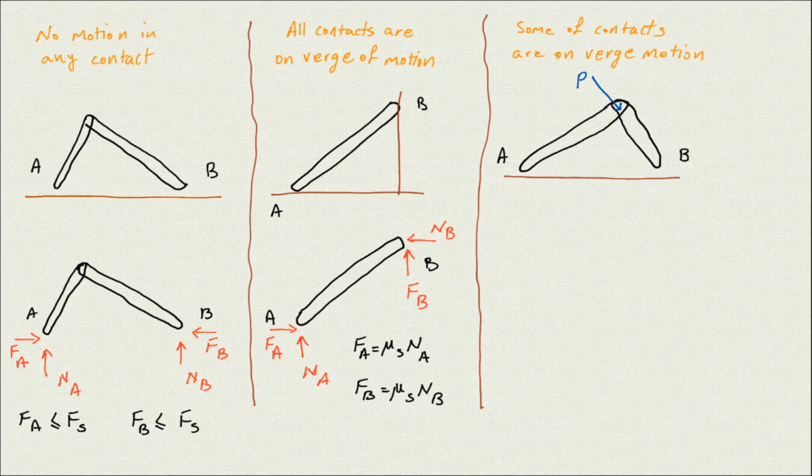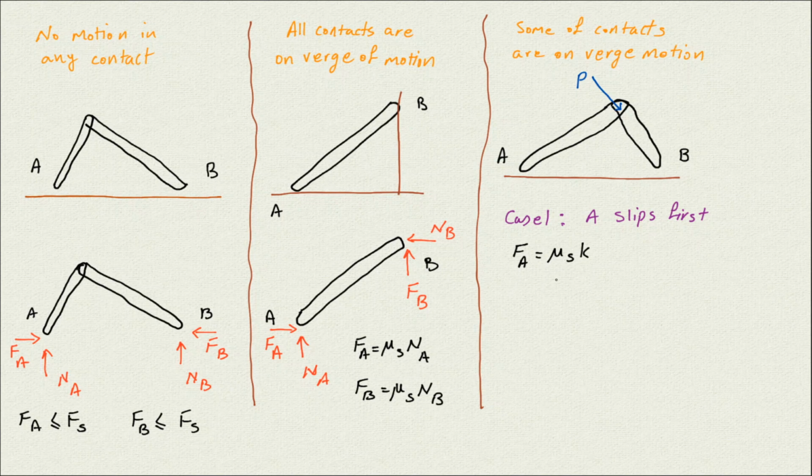For example, in case one, we assume that A slips first, so that A starts to move first. What if A starts to move first? We know that A starts to move first, B is not starting to move, so we know that the friction at A is gonna be equal to μs N_A.